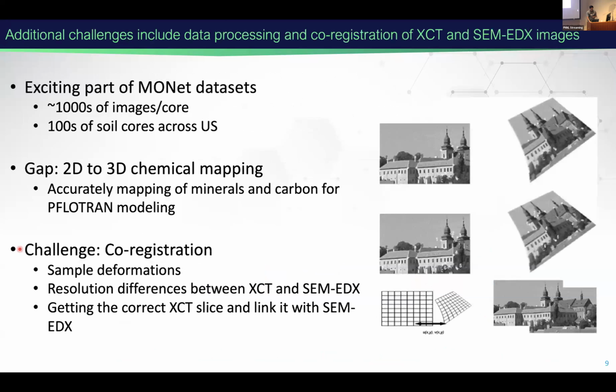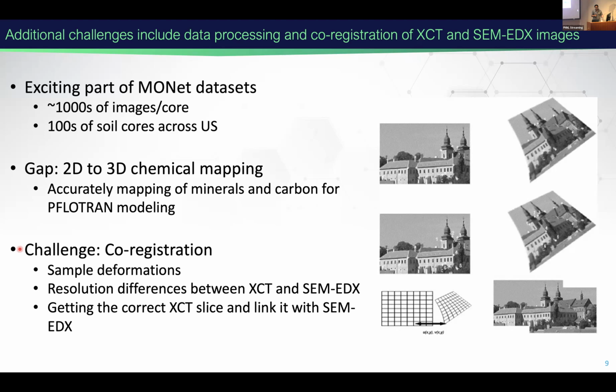And how do we do that? So the exciting part is what I'm showing is per one aggregate. We are going to get thousands of these images from various cores and aggregates. And the gap is to accurately map this information from the grayscale to the chemical scale. As you have seen in the previous talks from Peter and from Sam, the major challenge is co-registration.